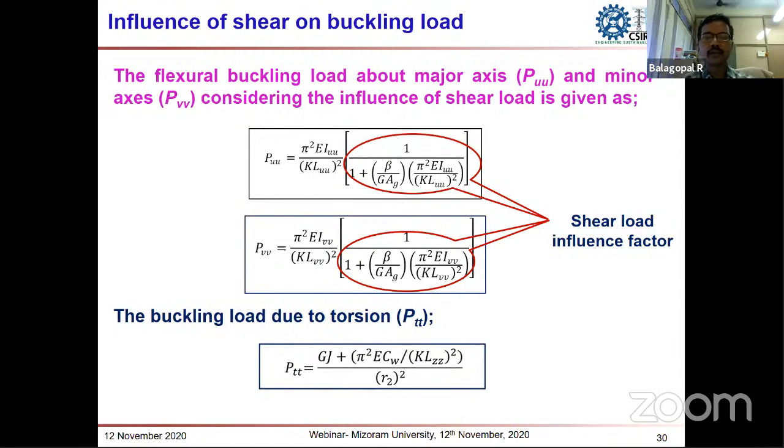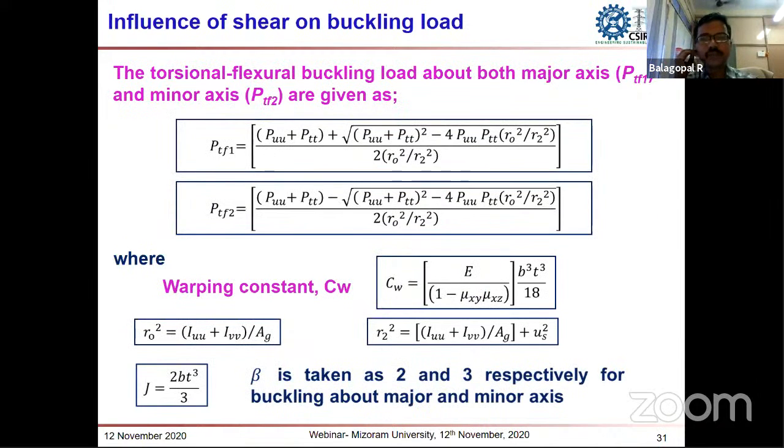And the buckling load due to torsion we can compute using this formula. And this is the torsional flexural buckling. This is how to compute the torsional flexural buckling for the angle sections. In torsional flexural buckling, there is one more term called the warping constant. We have to compute the warping constant using this formula, where B is the width of the angle section and T is the thickness of the angle section. These formulas are available in the textbook.